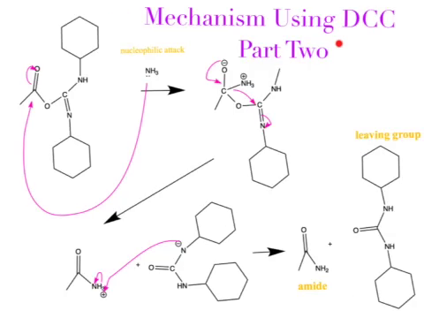Now we'll look at part two of the mechanism using DCC. This second part deals with the addition of the nucleophile and the loss of the leaving group. So now in the first step, we can finally add our amine group, the ammonia, because the DCC has activated the carboxylic acid. So now it's a basic matter of who has electrons and who wants them.